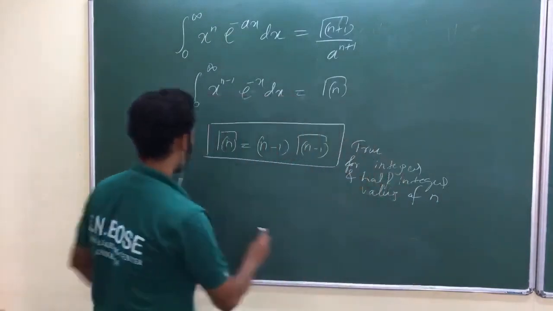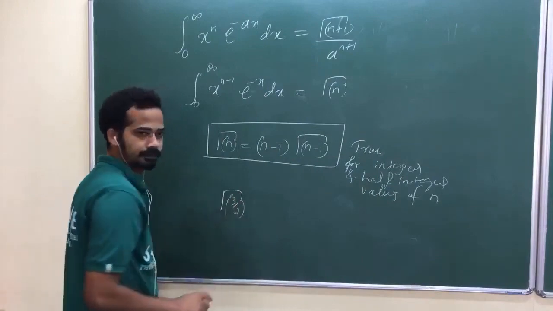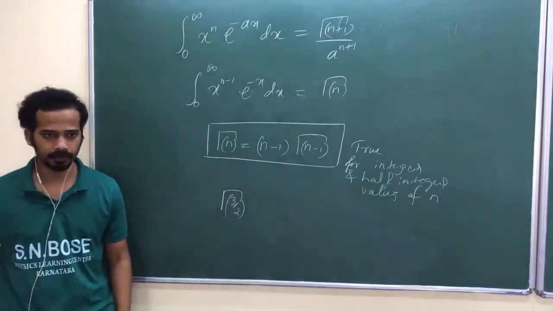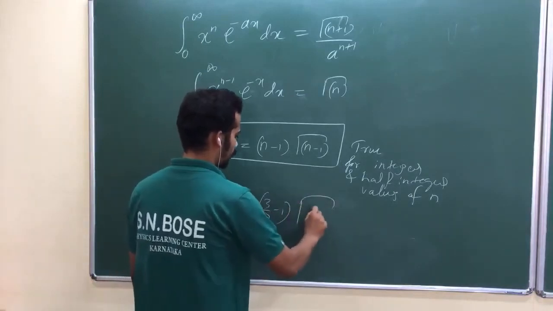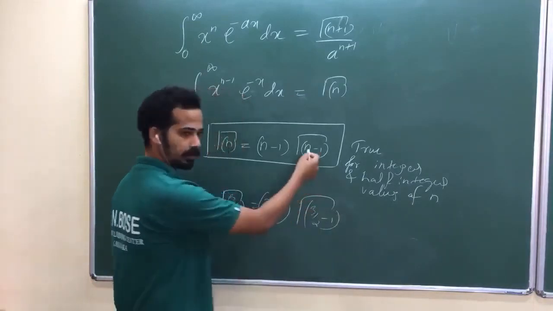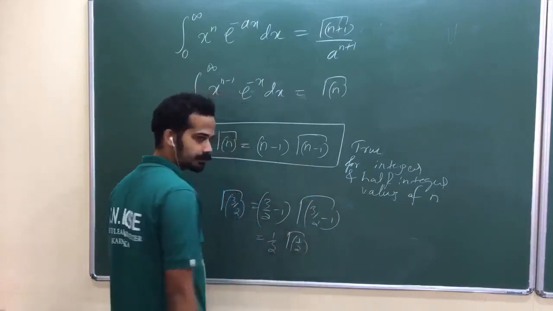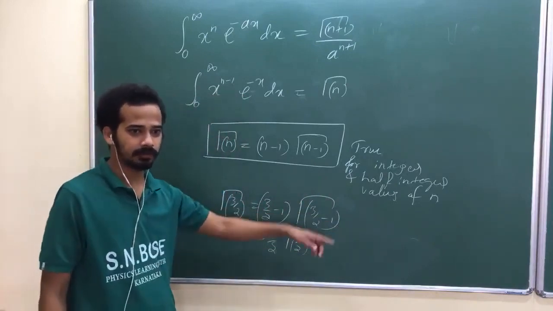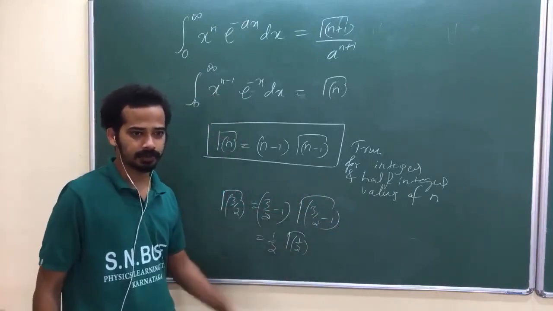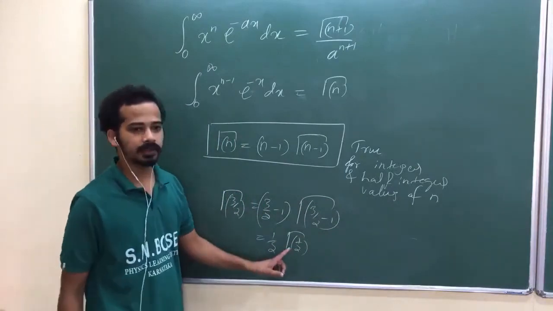So now if it is a half integer, suppose I have gamma of 3 by 2, then it is 3 by 2 minus 1 times gamma of 3 by 2 minus 1, am I right? So that's equal to half gamma half. Now you can't take one more step. Why? You will get a negative quantity: half minus 1 is negative. That's why you should end over here and you should find gamma of half.